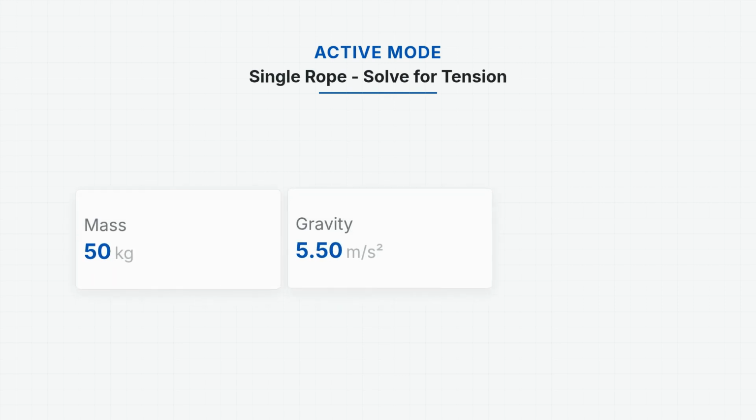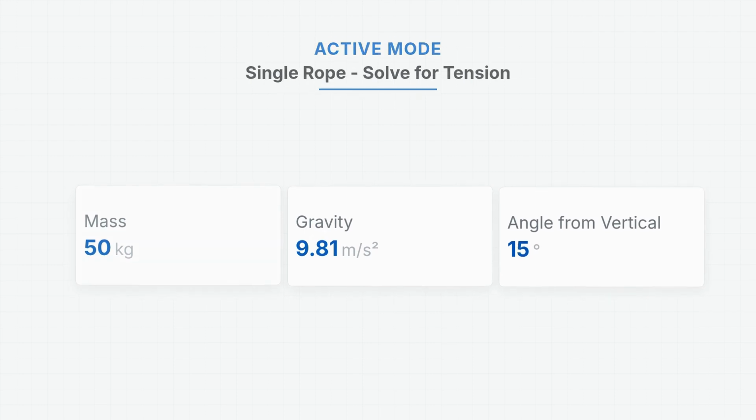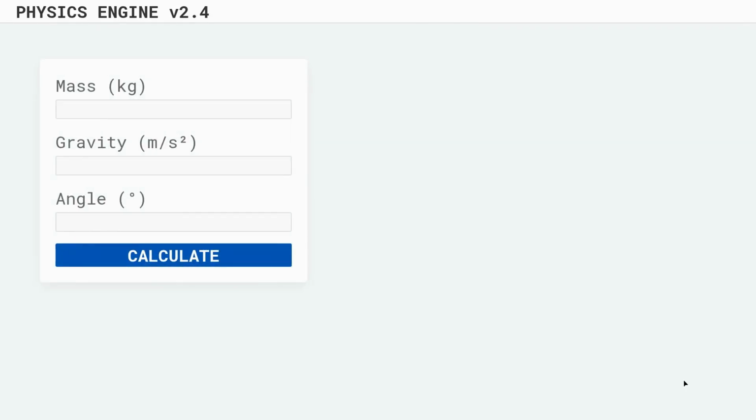Enter the mass in kilograms, gravity in meters per second squared, and angle from vertical in degrees. Here's a worked example. With mass at 50 kilograms, gravity at 9.81 meters per second squared, and angle from vertical at 30 degrees, click Calculate.